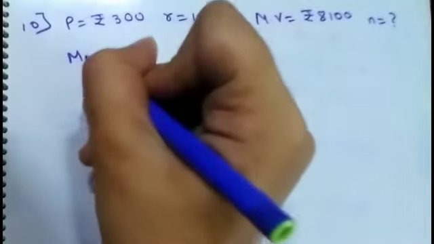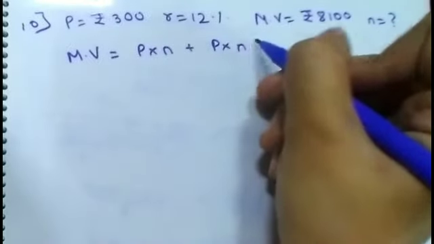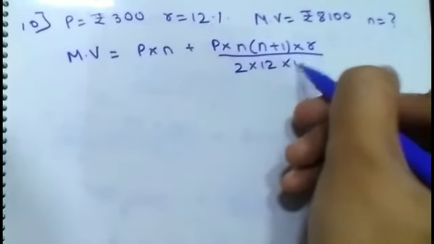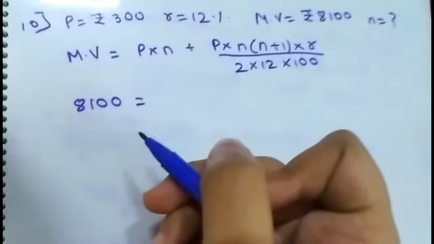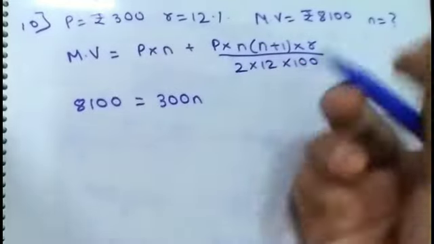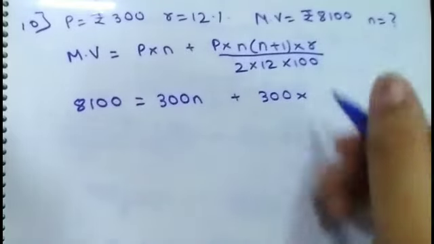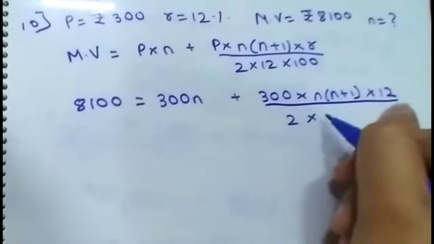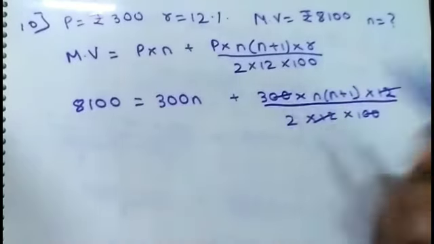So, let's write the values in the formula. MV equals P into n plus P into n into n plus 1 into R divided by 2 into 12 into 100. Therefore, MV equals rupees 8,100, which equals P into n, so 300 into n. So, 300n plus 300 into n into n plus 1 into R, which is 12, divided by 2 into 12 into 100. So, 12 cancelled, 2 zeros cancelled.